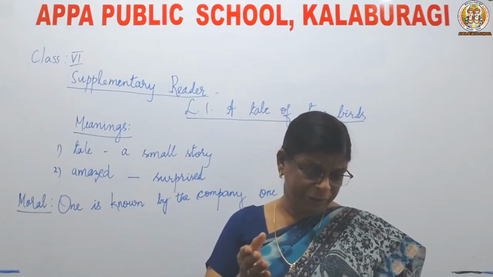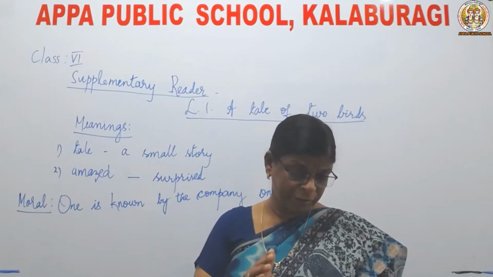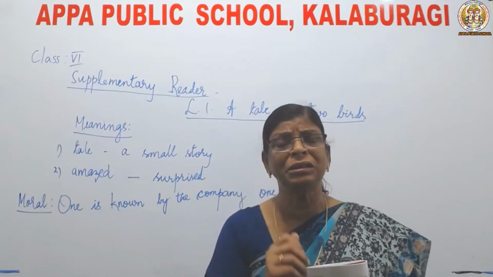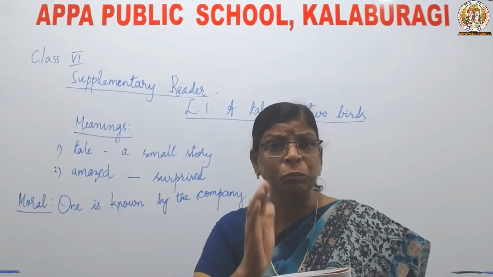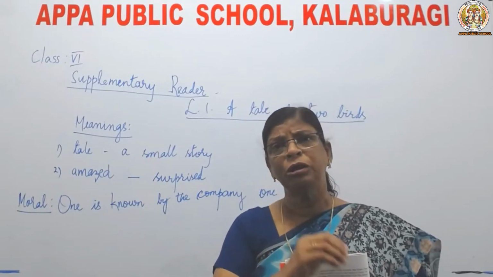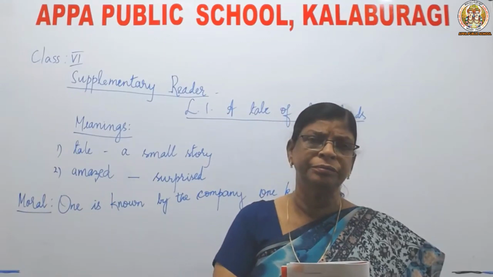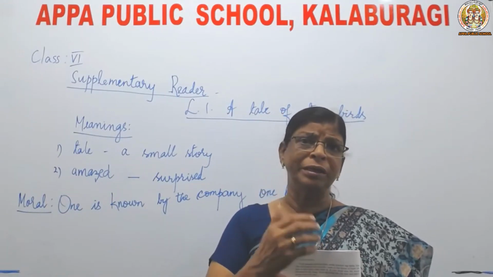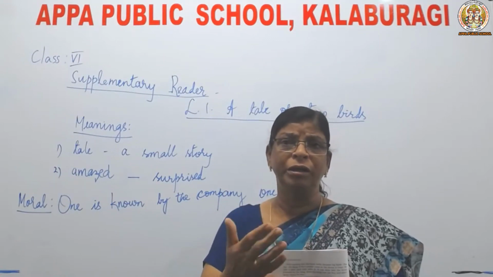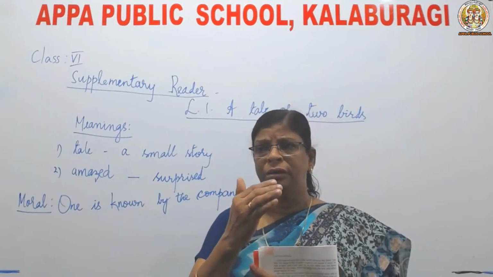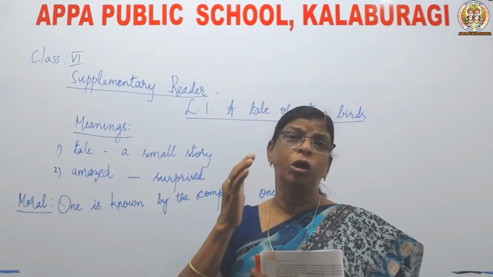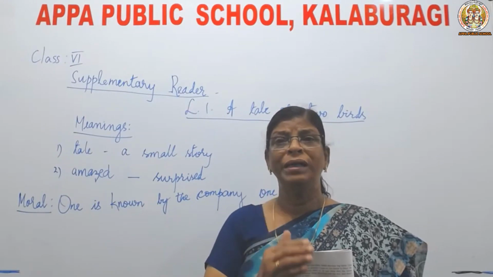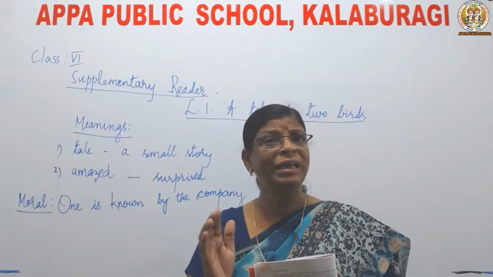Now, how did the Rishi explain the different ways in which the birds behaved? What was the Rishi's explanation to the king about the behavior of these two birds? As the king told him the reasons, the Rishi could understand everything that had happened to the king, and the Rishi consoled him by saying that one is known by the company one keeps.